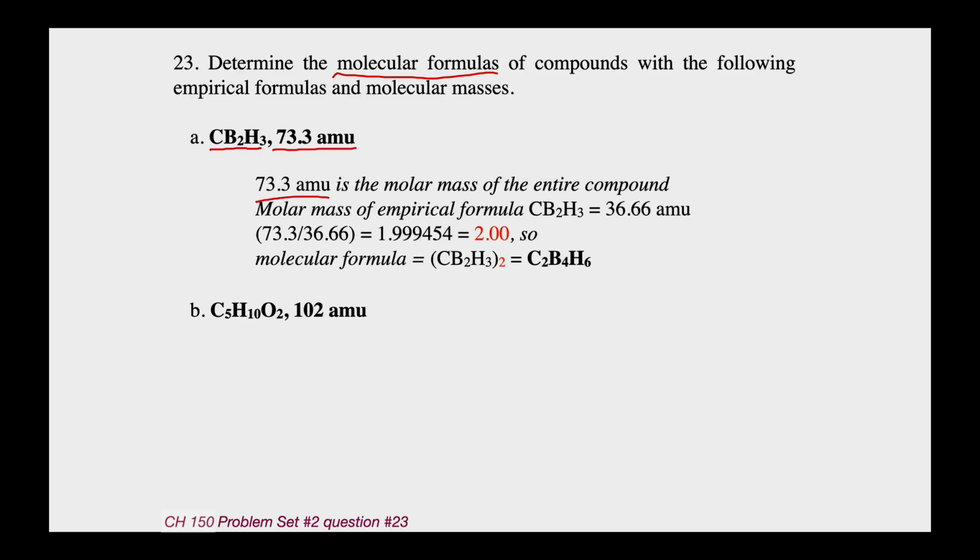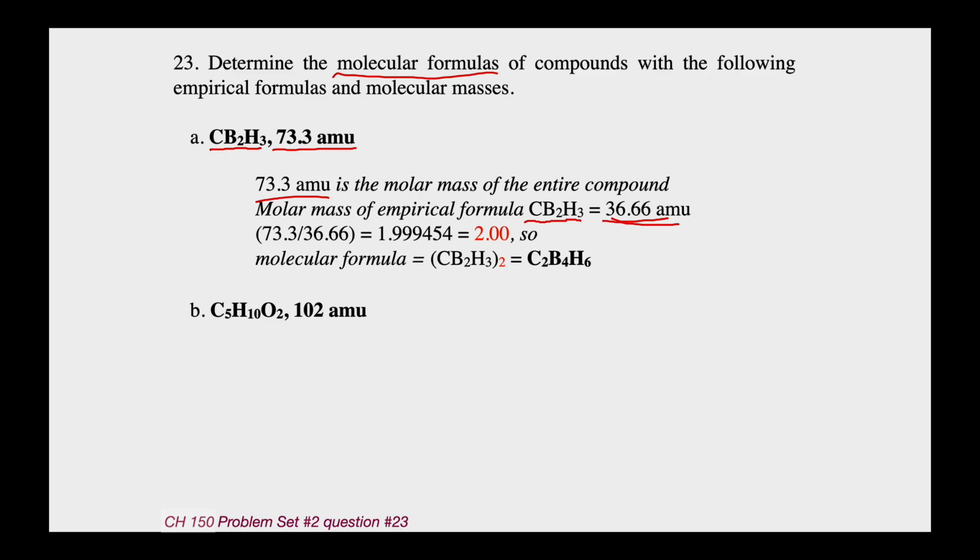73.3 is the molar mass of the whole compound. And if you add up a carbon, 2 borons, and 3 hydrogens, that's where this number came from. Now, carbon on the periodic table is about 12 grams per mole. Boron, I think, is 10.8 or so, times 2. And hydrogen, 1.01 times 3. You add those 3 things together, and that's where this number comes from.